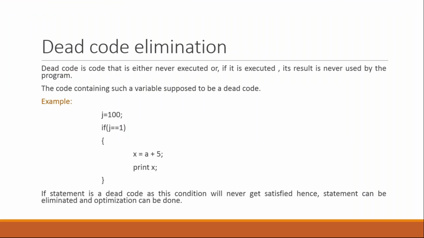So j equals 100. If j equals 1 and x equals a plus 5, print the value of x, right? So these lines will never execute in my program or in my compiler, right? So I think we will stop over here. And if you have any doubt in this session, then just ask me.